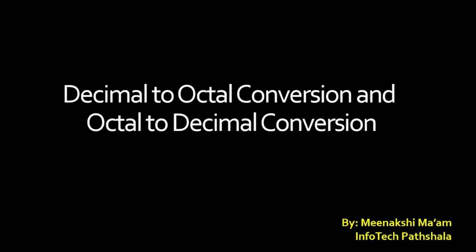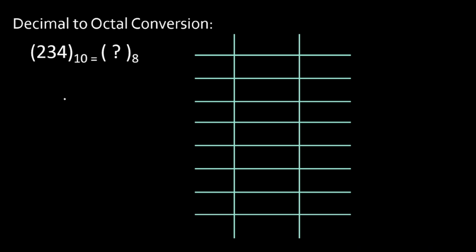In this video you will learn decimal to octal conversion and octal to decimal conversion. So let's start. To convert a decimal number into octal, we have to divide the decimal number by 8 till we get the quotient less than 8. So this is the way to represent a decimal number.